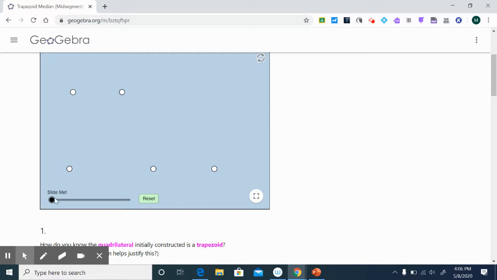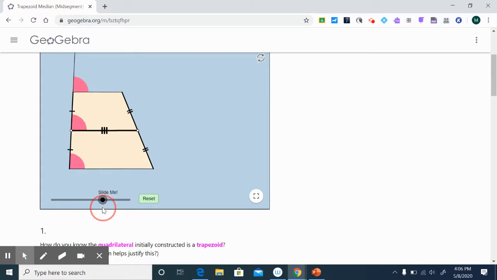Okay, so let me slide this, and we're creating a trapezoid, and there's the midsegment. Now, one of the things about the midsegment that we know is that it is parallel. These angles are all congruent. They are corresponding angles. So when we have corresponding angles that are congruent, we know then those lines are all parallel. So the midsegment is parallel to your bases.